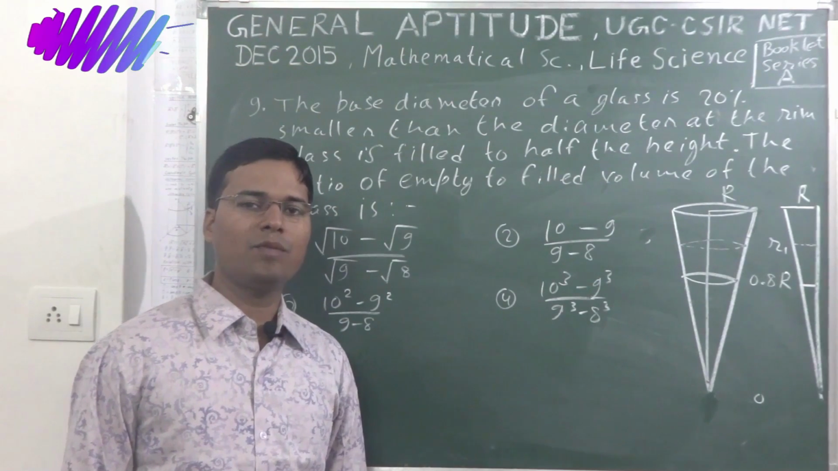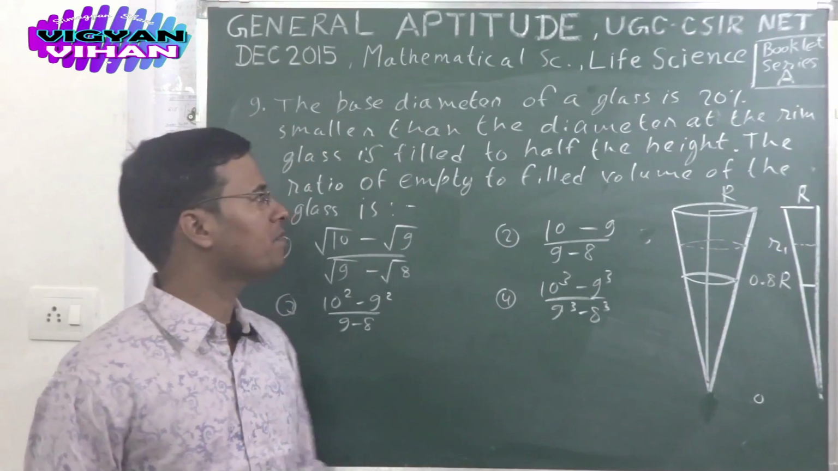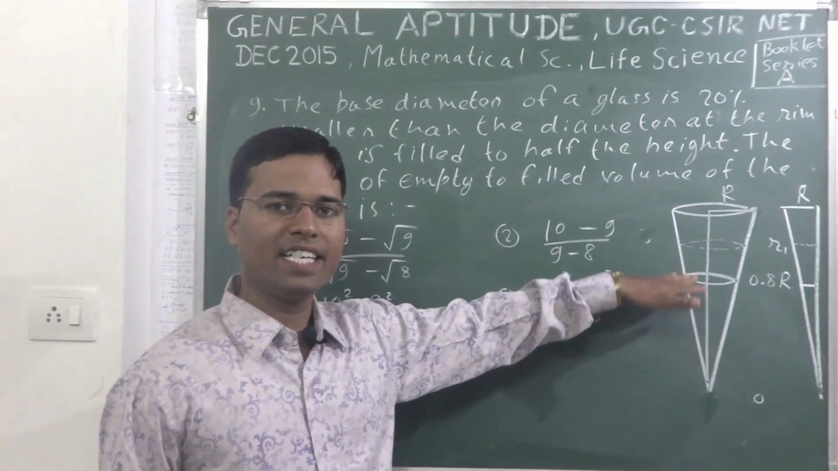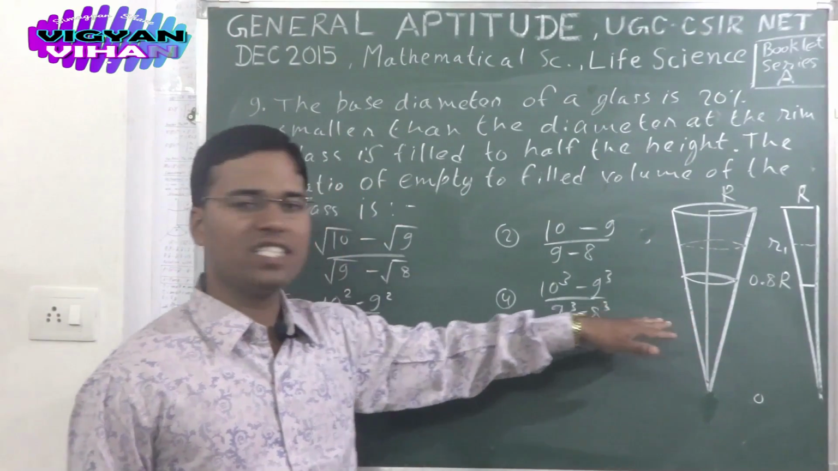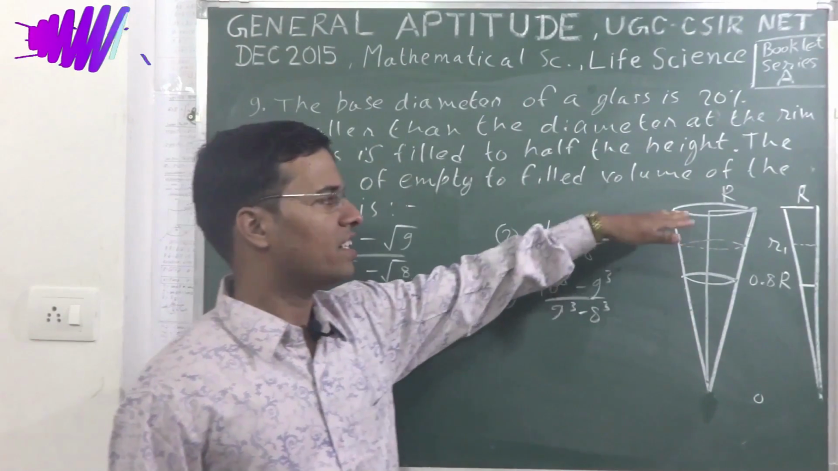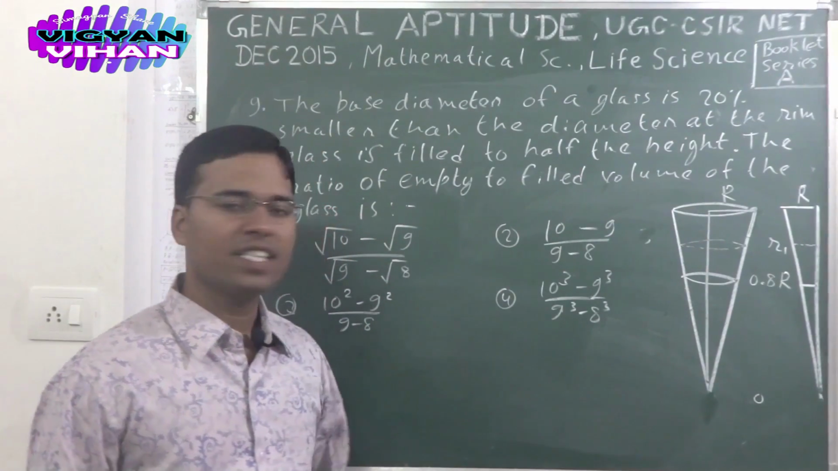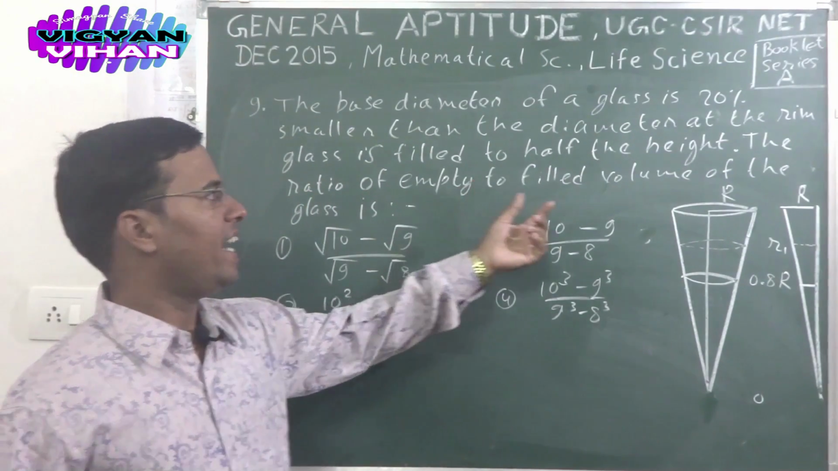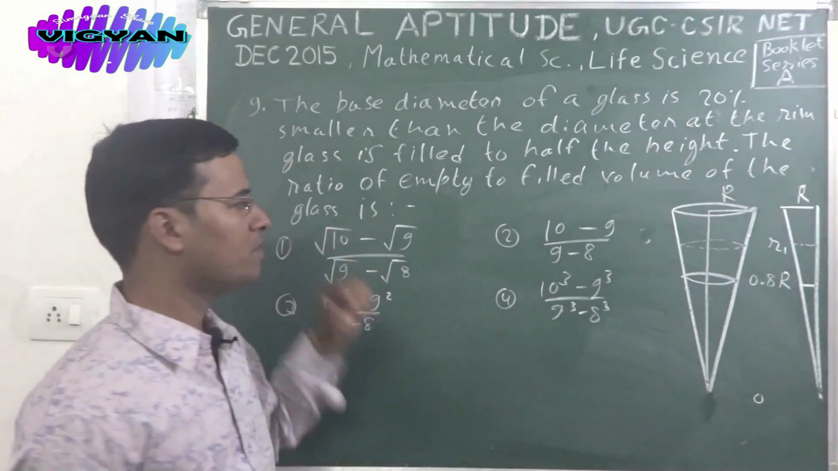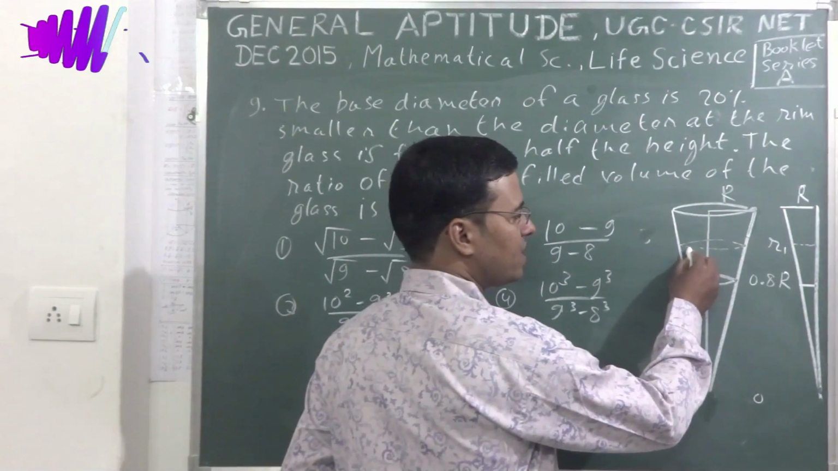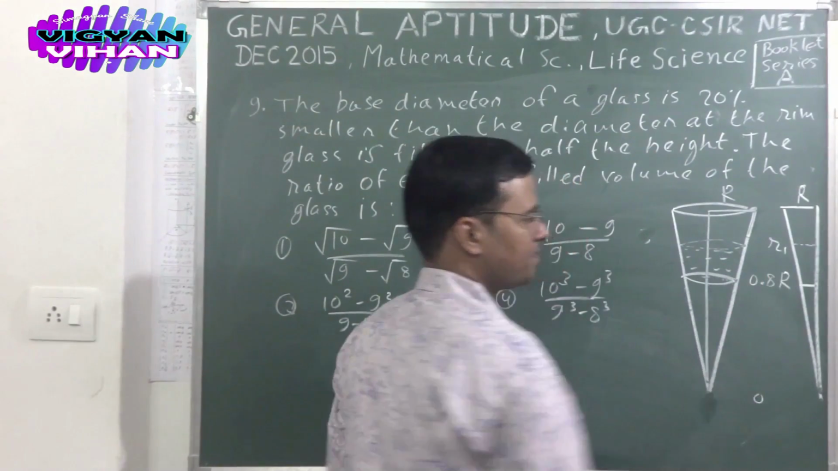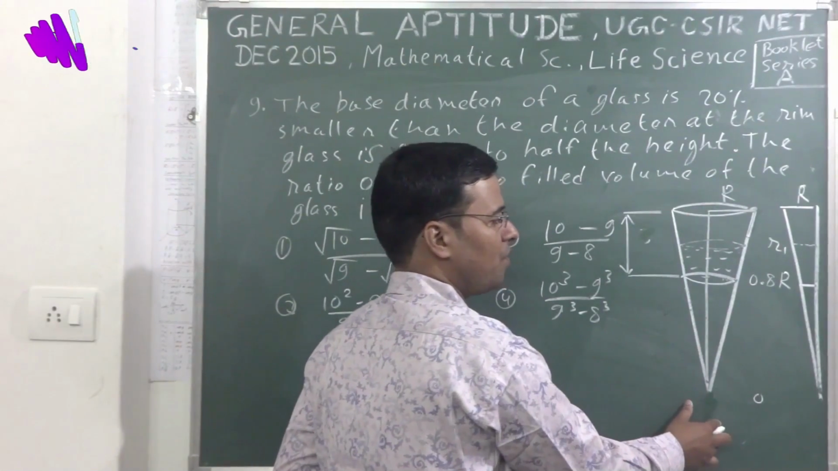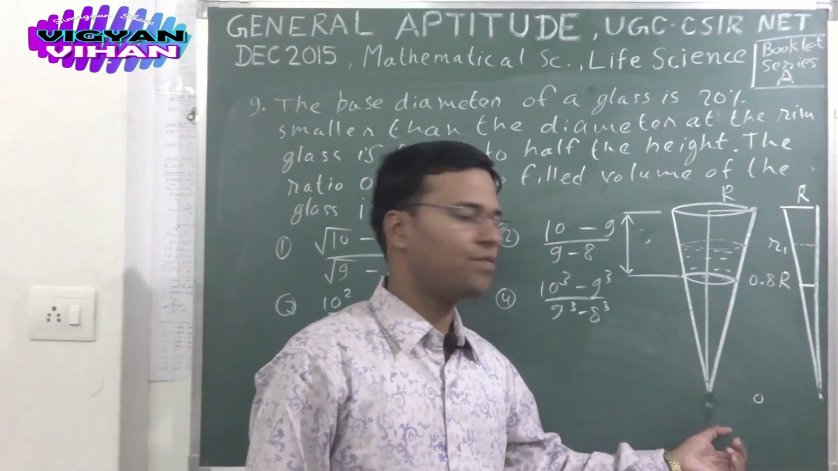Friends, this is our problem. This is a geometry based problem. In this problem, a glass which is part of a cone has its radius at the base 20% less than the radius at the rim. Then we will have to calculate the ratio of the empty to the filled volume of the glass, where half of its height is filled with water. The glass is here, but imagine it as a part of a cone. Here is the vertex of this cone.